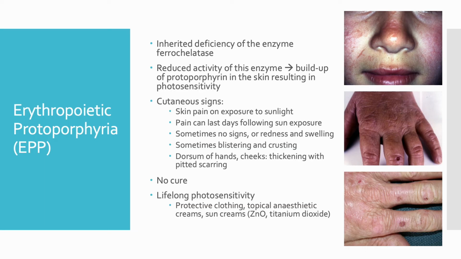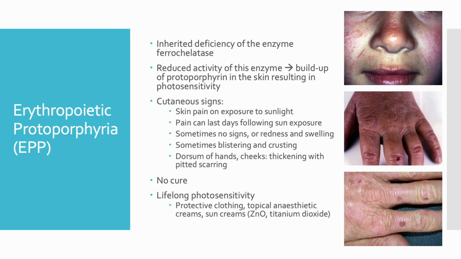Patients with this condition, which often runs in families, it's dominantly inherited, may present in childhood with photosensitivity and pain and swelling due to light exposure. So often at first there's no signs, there's just symptoms of pain on exposure to sunshine.